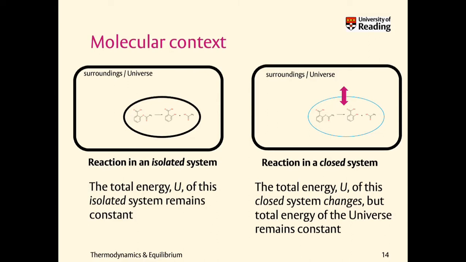And in a closed system, we don't have this rule that the total energy of the isolated system remains constant. The total energy, so U, total internal energy, of this closed system changes. But this just means that it is moving into the rest of the universe. The energy is moving from our system into the rest of the universe, or going from the universe into our system. So we're getting a transfer of energy between the two, but the total energy of the universe remains constant.